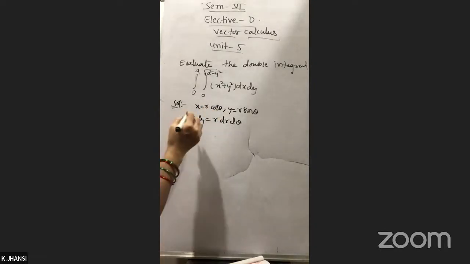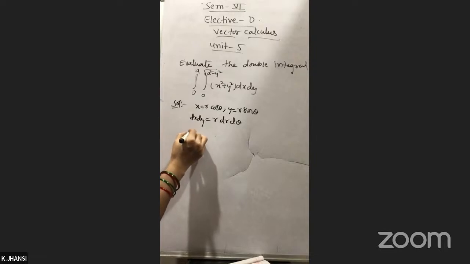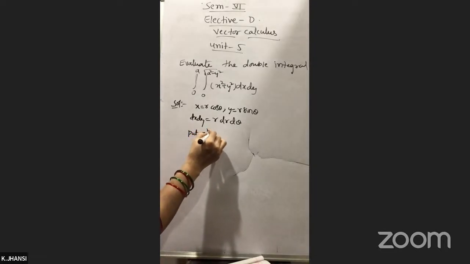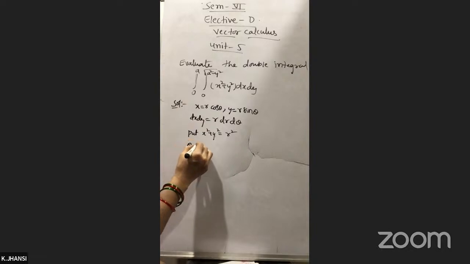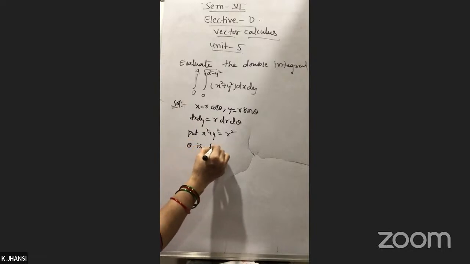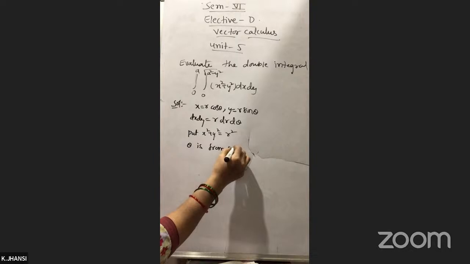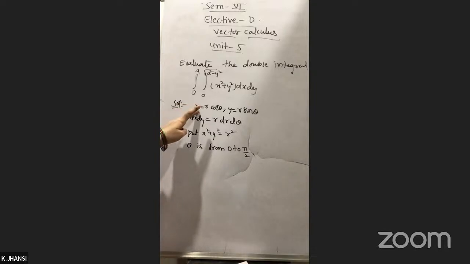Okay. And another condition, we know that put x square plus y square equals r square. So already we know dx dy is equal to r dr into d theta. So here, whatever the theta value is, the theta value is from 0 to pi by 2.